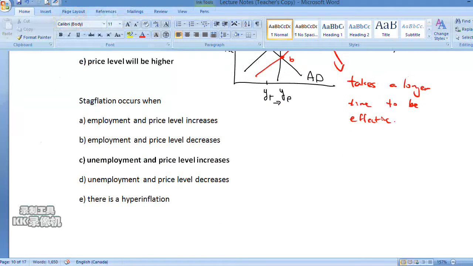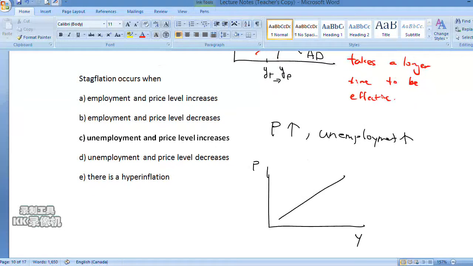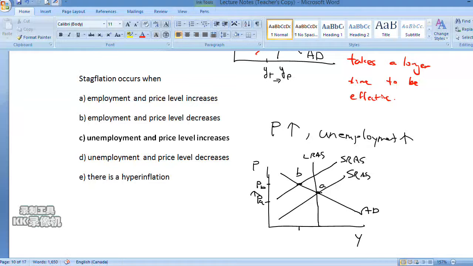Stagflation occurs when price level goes up and unemployment rate also goes up. That is the worst case scenario. And this is due to a cost push inflation. So this will only occur with a cost push inflation. That is probably the worst that can happen. Price level went up and unemployment rate also went up.